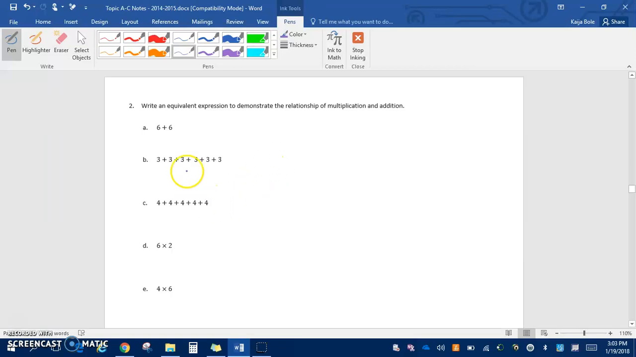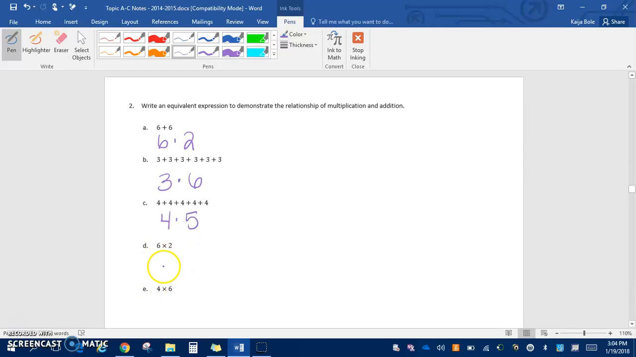So here, if we have 6 plus 6, this would be the same thing as 6 times 2. Right here, we have 3 added up 1, 2, 3, 4, 5, 6 times. So that would be 3 times 6. Here we have 4 added up 5 times, so this would be 4 times 5 then.